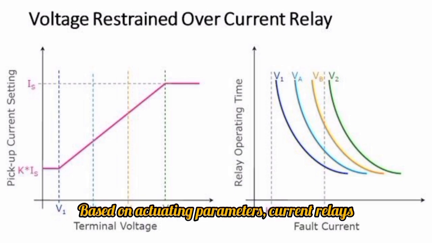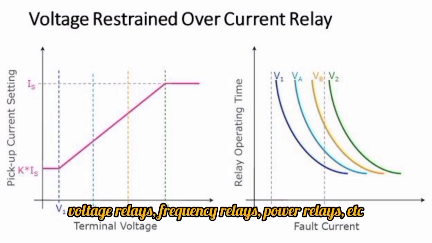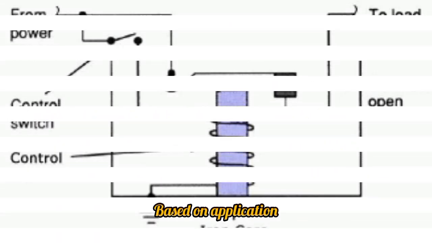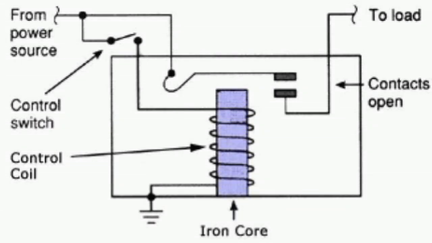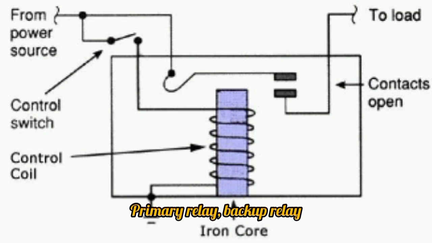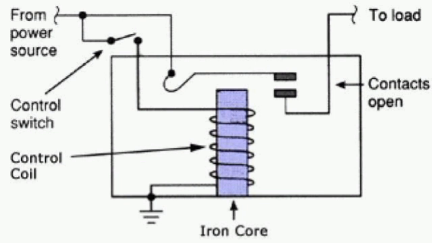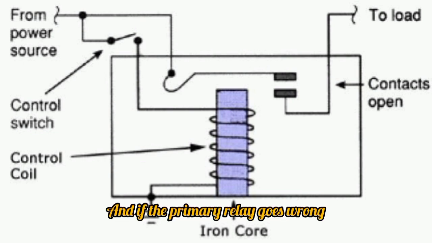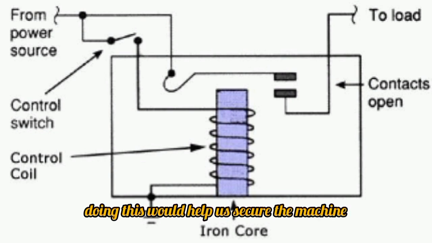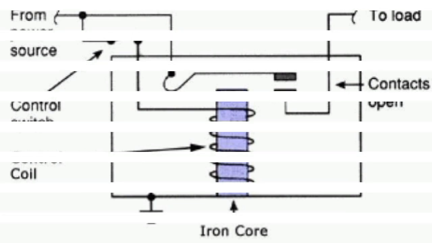Based on actuating parameters: current relays, voltage relays, frequency relays, power relays, etc. Based on application: primary relay, backup relay. The entire network could crash if the security system fails, so they use the backup relay. If the primary relay goes wrong, doing this would help us secure the machine.